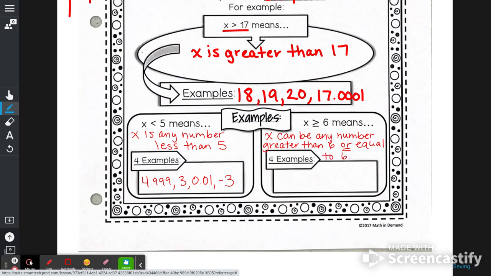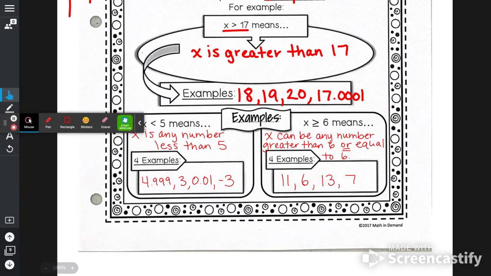Give me 4 examples. 11. Perfect. Give me another one. 6. 6, absolutely. Give me another one. 13, and one more. 7. Perfect. Okay.